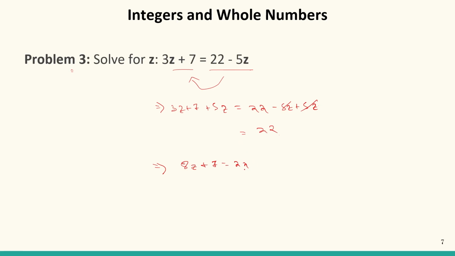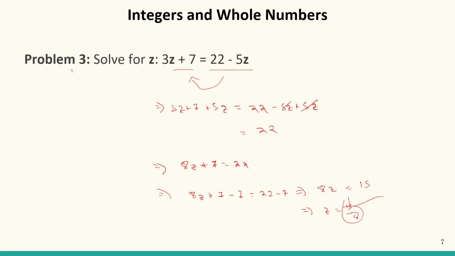So what will happen next? We need to make the left hand side consist of only the unknown variable. So 8z plus 7 minus 7 is equal to 22 minus 7. We subtracted 7 from left and right side both. So 7 minus 7 is equal to 0, and it will be 8z is equal to 22 minus 7. That will be 15. So this implies that z is equal to 15 by 8, right? So this must be the correct answer.